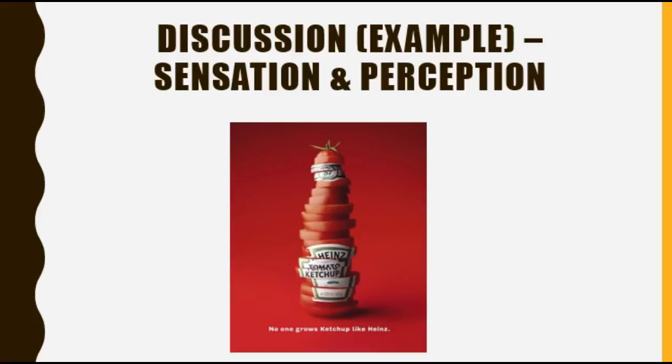Proximity is definitely present here. If we were to scatter out those tomato slices, then we would see them as separate shapes, not one group. But because they're stacked one on top of the other, we see it as one group. So that's how proximity would be present here.